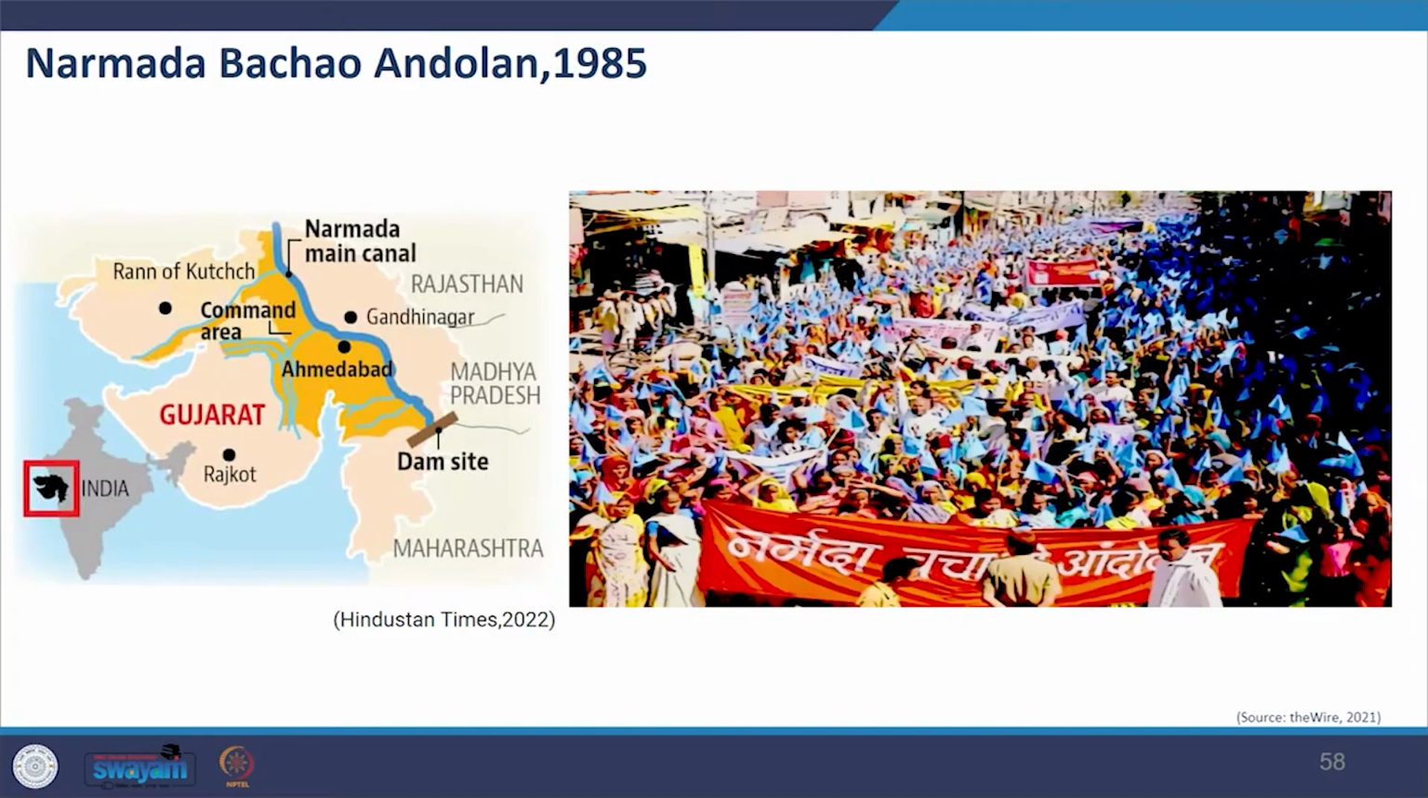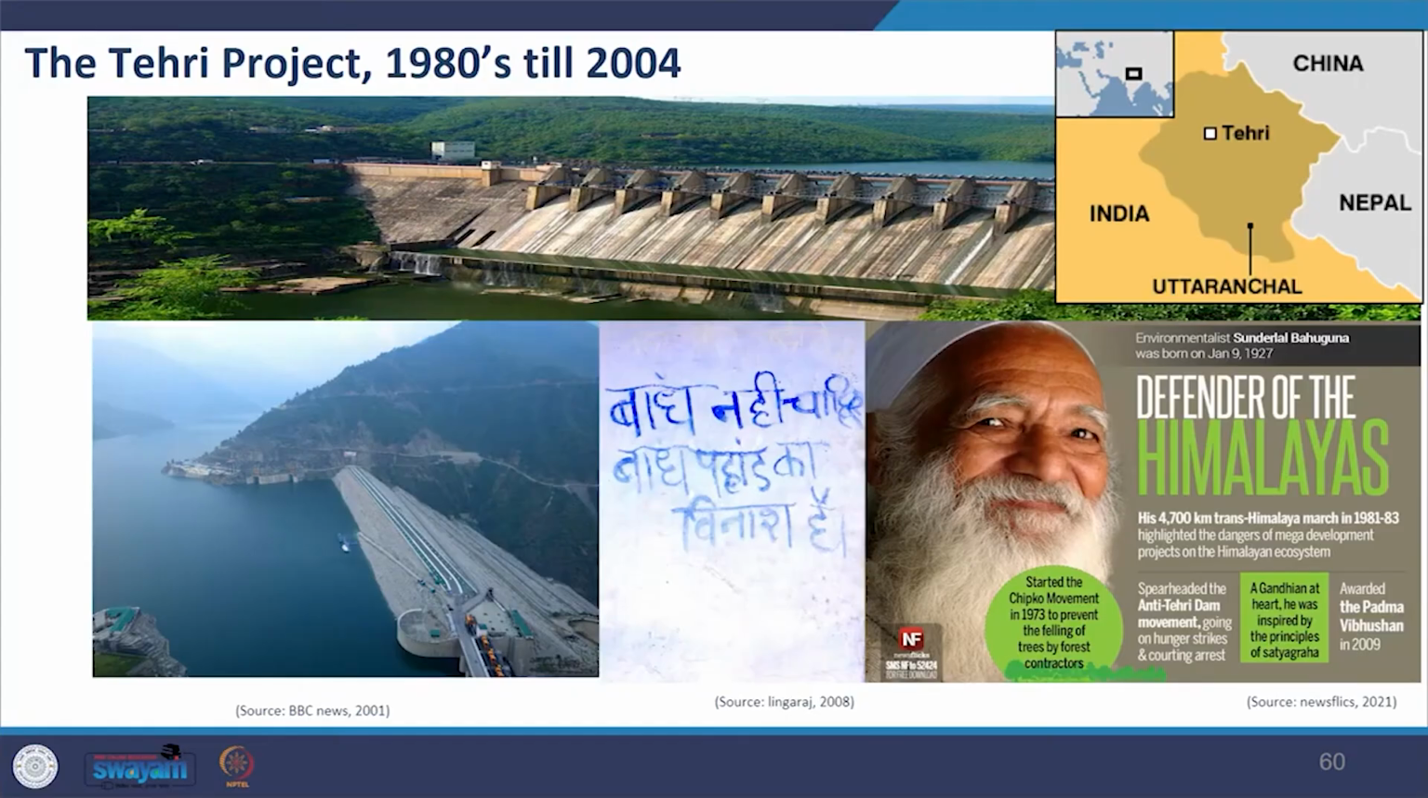Similarly, we see the Narmada Bachao Andolan. The major problems associated with it were damages like large-scale deforestation, loss of flora and fauna, and then waterlogging and salinity, the range of problems which we have already discussed. Likewise, we also see the opposition to the Tehri project, the height of the project and the displacement happening because of that. This also raised a lot of environmental concerns and an environmental movement.